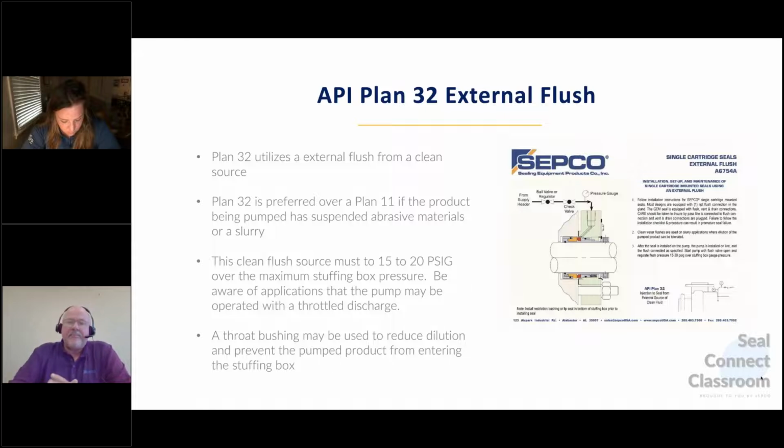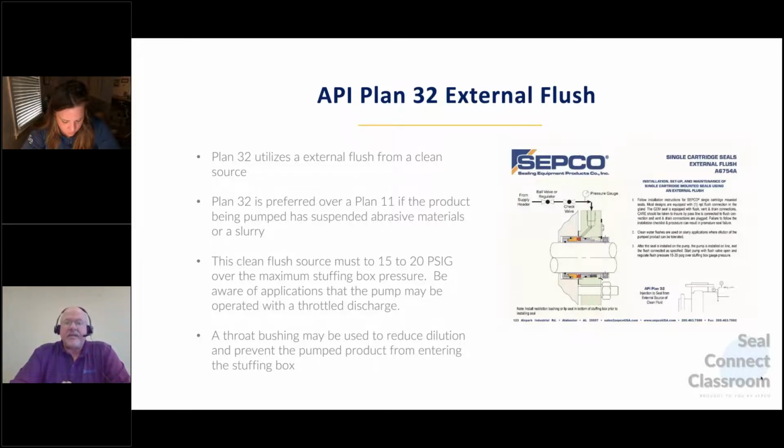And the API Plan 32 uses an external flush from a clean source. So in other words, if you're pumping a product that's a dirty slurry, we're going to use clean plant water or some other external source that's compatible with the product that you're pumping. And we're going to create an environment around that seal to where that seal is running in the fluid that you're flushing with and not the fluid that the pump is pumping.